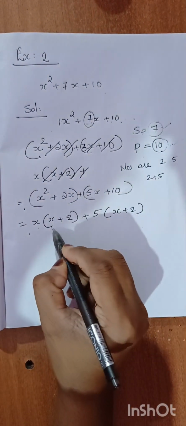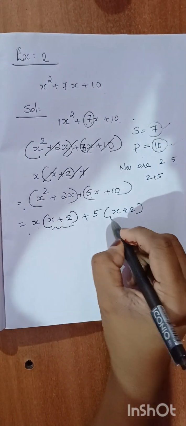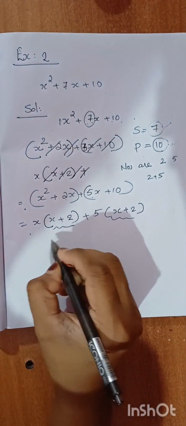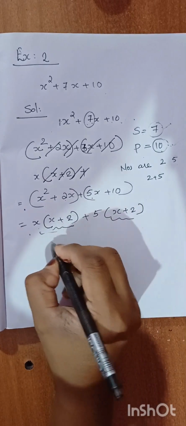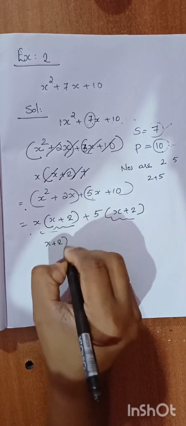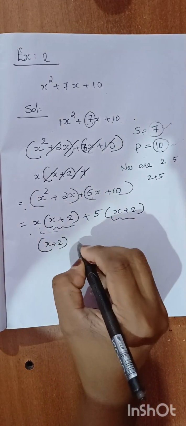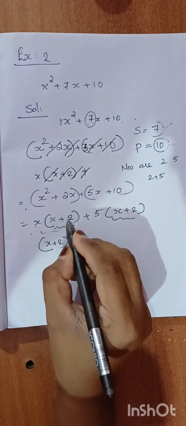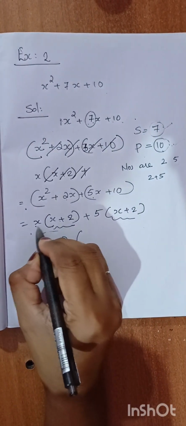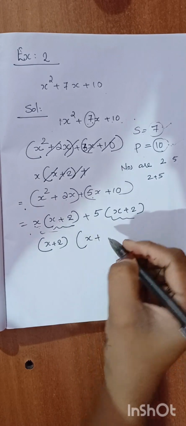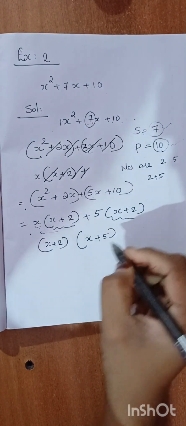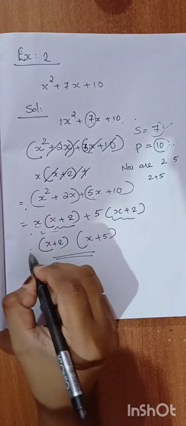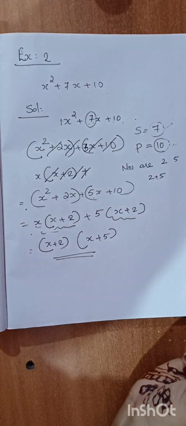Then check, here is the first bracket and here the bracket is also the same. That is, x plus 2 is common in both sides. First write that common bracket outside. Then write here the balance. After taking this x plus 2 outside, here the balance is x. Write it as x plus, and here after taking x plus 2, 5 is left, so x plus 5. So the answer is x plus 2 into x plus 5.